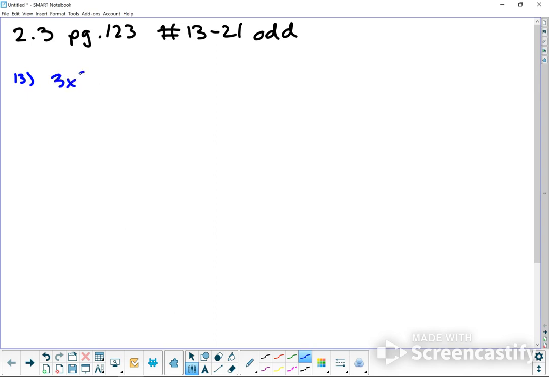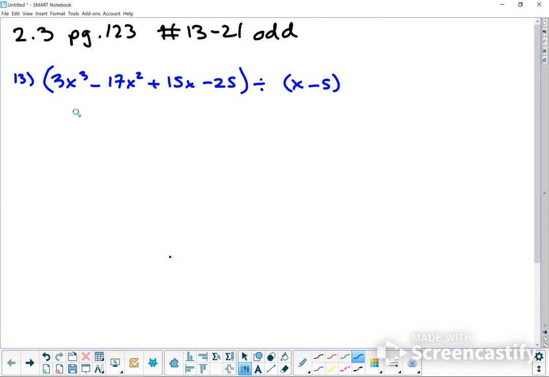3x to the third minus 17x squared plus 15x minus 25. You're supposed to divide that by x minus 5. Right, so it's all of this by x minus 5. And using synthetic division, you're going to just write down the coefficients. So you're going to go with 3, negative 17, 15. You're going to check to see if there's anything missing. If there isn't, then just write the numbers down.